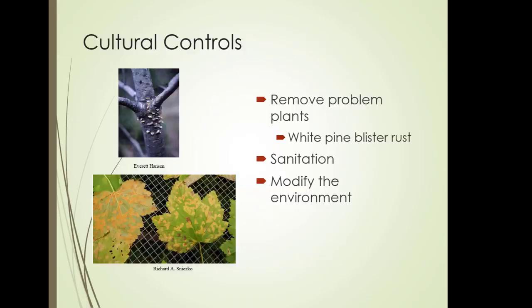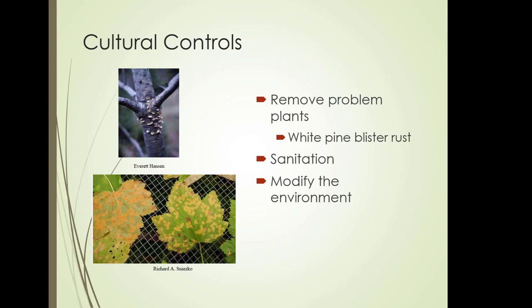So cultural controls include removing problem plants. This is white pine blister rust on the upper left on pine. That's the sign. That's the fruiting bodies. And then we've got Ribes sanguineum down below. That's the alternate host. So you need to remove one of these things, because if you eliminate the alternate host, you're going to be able to manage it. I would say that the white pine blister rust is bad enough on that white pine that you probably want to remove the white pine.